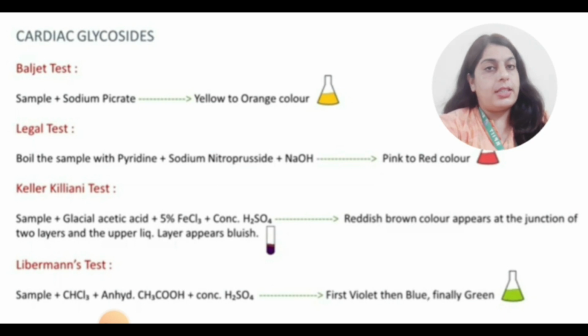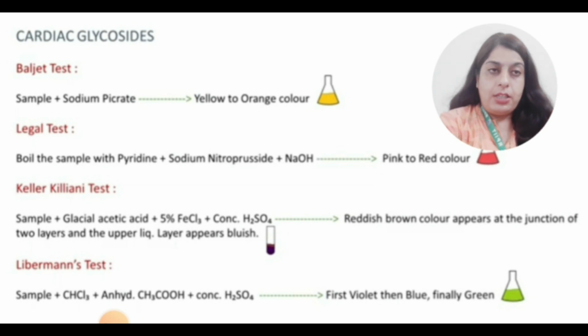The next is the Liebermann test, which is also used for the detection of steroidal cardiac glycosides. So here goes the test. In this test, a sample of the drug is taken. It is mixed with chloroform, then acetic anhydride is added and a few drops of concentrated sulfuric acid are added. The mixture is mixed well. Afterwards, the color produced in the test tube will first be violet, then it will convert into blue, and finally a green color will be produced, which signifies the presence of cardiac glycosides.